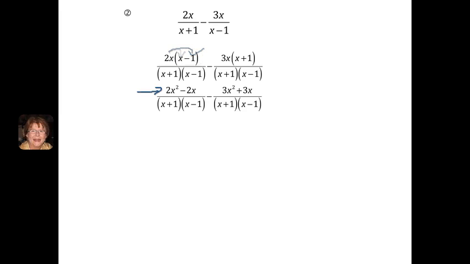Then the second numerator, I'm going to distribute 3x by both terms inside the bracket. 3x times x is 3x squared. 3x times 1 is positive 3x. Take these steps one at a time. Simplify the numerators. Then you've got to be careful with subtraction. Did you try that before? Look at my next slide.